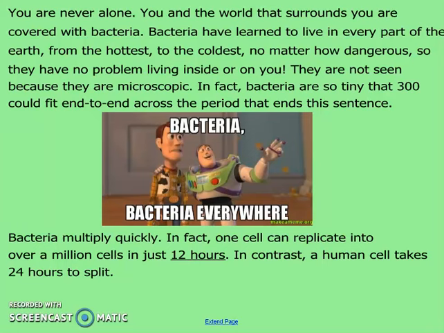So bacteria are everywhere. They're microscopic, so they're very, very small. We can't see them without using a microscope. They are everywhere from the tallest mountains to the deepest part of the ocean, and basically everything around us is just covered in bacteria. They can multiply very quickly, so just one cell can replicate into over 1 million in just 12 hours, whereas human cells are going to take just 24 hours to split.